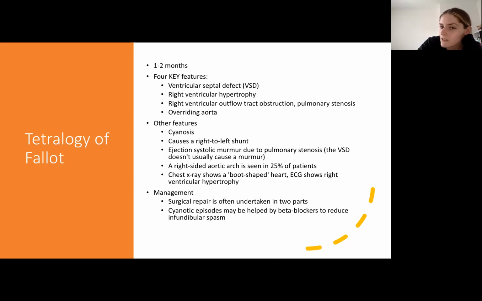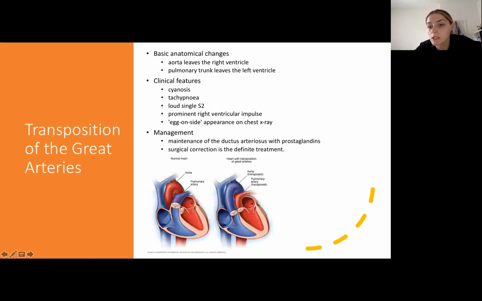And in terms of an exam, the things I would say you need to be aware of are the features in terms of these 4 things. You need to be really familiar with them. And this stuff, like the boot-shaped heart and the fact they can have an ejection systolic murmur, are probably the few things that I would say are exam buzzwords to write down. So yeah, that's just one of the cyanotic congenital heart diseases.